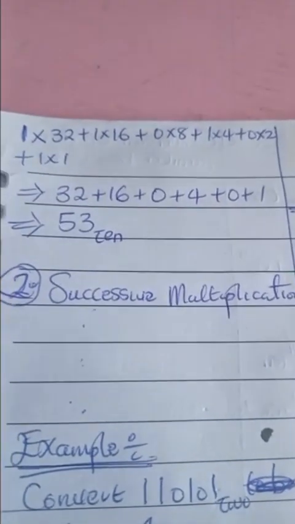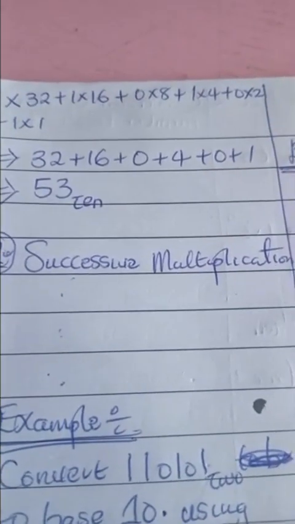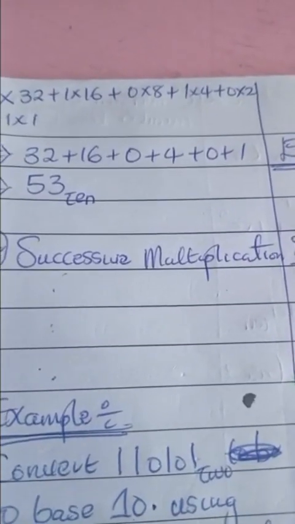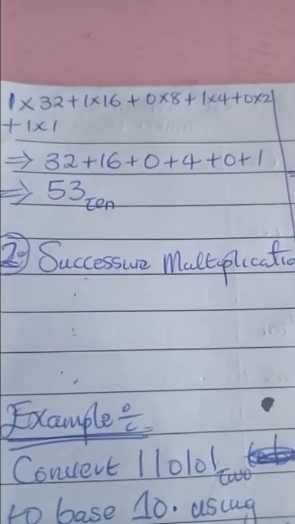So 1 times 32 is 32. 1 times 16 is 16. 0 times 8 is 0. 1 times 4 is 4. 0 times 2 is 0. And 1 times 1 is 1. So we have 53 base 10.